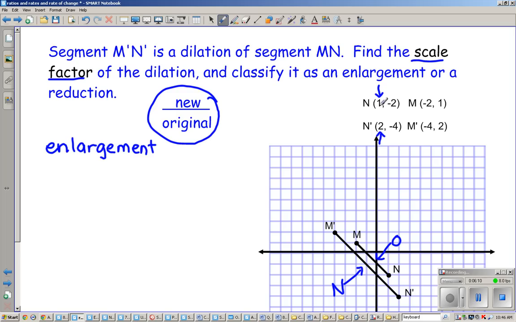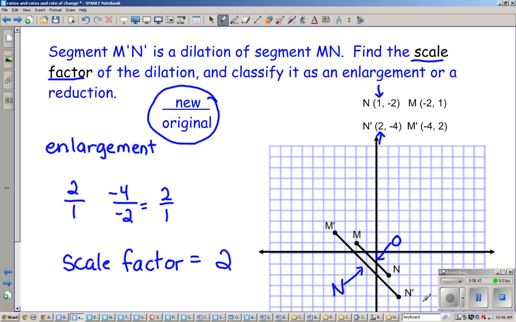We do new to original. So we have a 2 to 1. Even if we compare the y-coordinates, always go new to original. So this would be negative 4 to the original of negative 2. That simplifies as 2 to 1. And we could do the same thing here, and we end up every time getting a 2 to 1, or we can say our scale factor is 2. So you've just found the scale factor of these two figures when it was enlarged by a scale factor of 2.